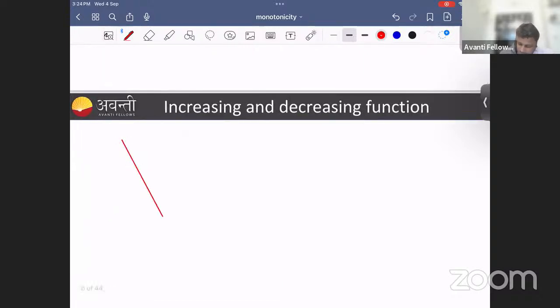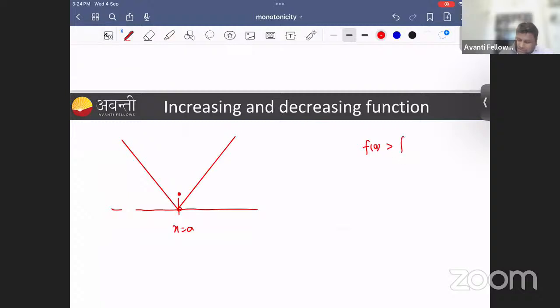Say this. Got it? What should I say? See, f of a is greater than f of a plus h and f of a is also greater than f of a minus h. Yes or no? The left value is also lesser, the right value is also lesser. So it is non-monotonic at x equals a, meaning neither increasing nor decreasing.